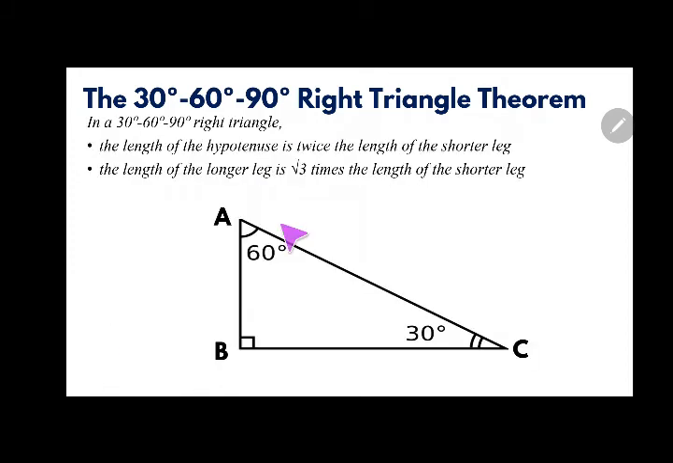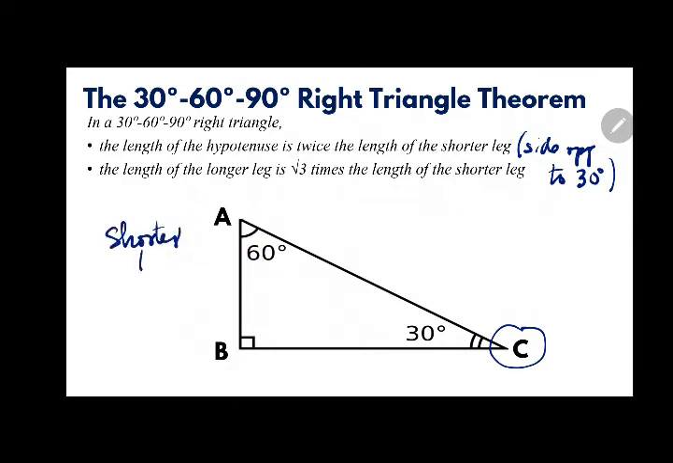Ang sukat ng hypotenuse, so ang hypotenuse natin ay ang side AC, ay doble ng haba ng shorter leg. So paano ba natin malalaman kung alin ang shorter leg? So ang shorter leg, ito ang side opposite to 30 degrees. So, tingnan natin sa ating figure. So, ang 30 degrees ay ang angle C. So, ang side opposite to it is side AB. So, ito ang ating shorter leg.